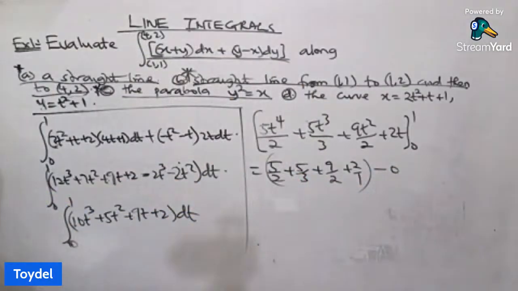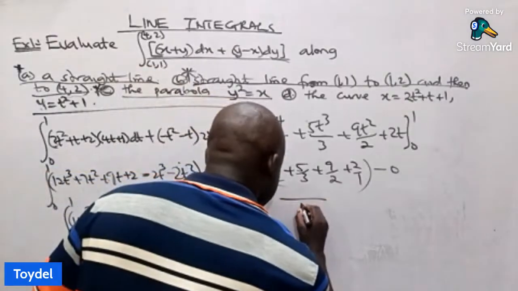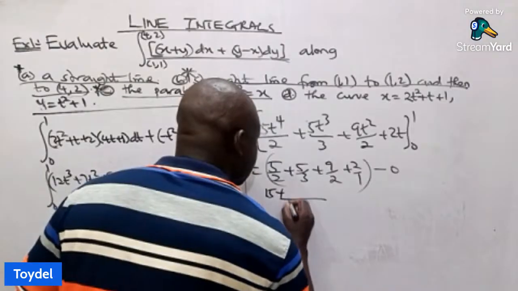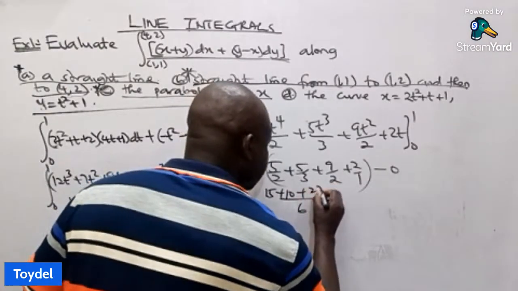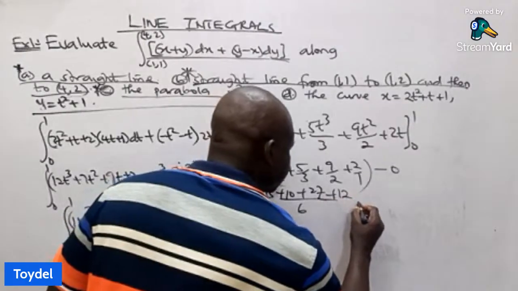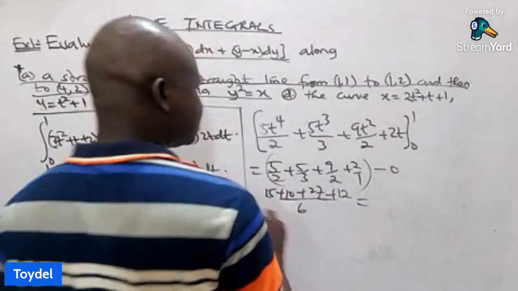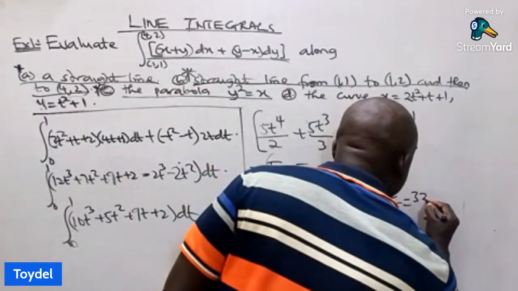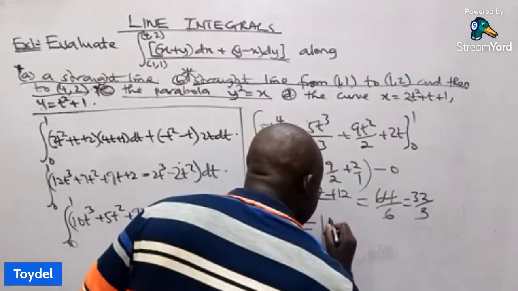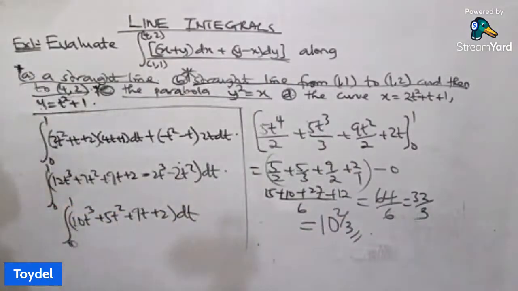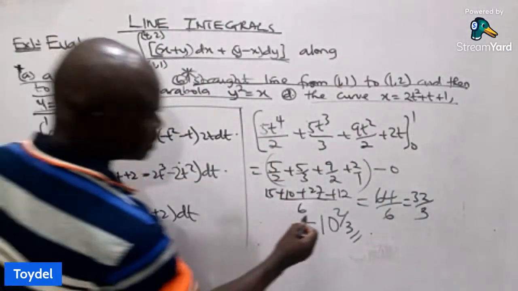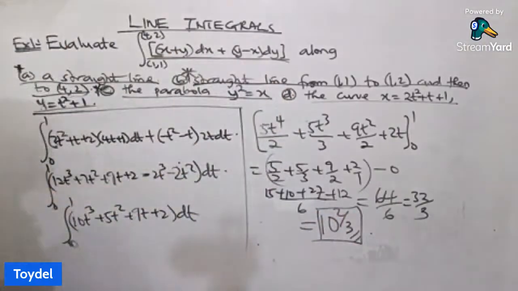So what do we get there? We will find the LCM here. LCM will be 6. 2 in 6 is 3. 3 times 5 plus 3 times 2, 10 plus 2, here 3 times 9 plus 12. Then at the end of the day, we are going to have 64 all over 6. So we have 64 all over 6, which is the same as 32 all over 3. Then the final answer will be 10 whole number 2 all over 3. That will be the final answer. So if you evaluate this along the curve in form of t, then we are going to get the final answer to be 10 whole number 2 all over 3.